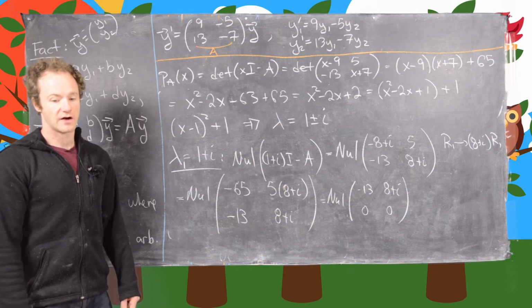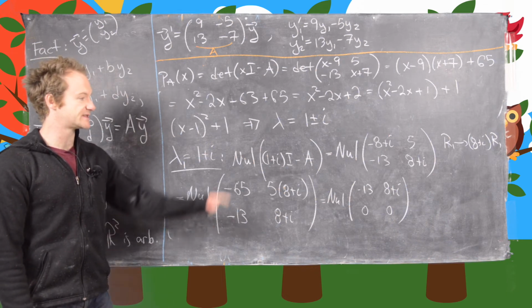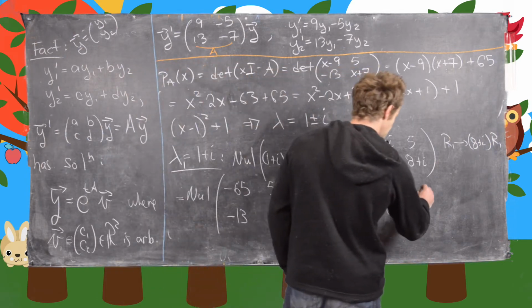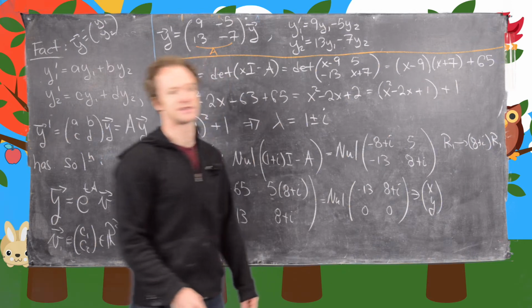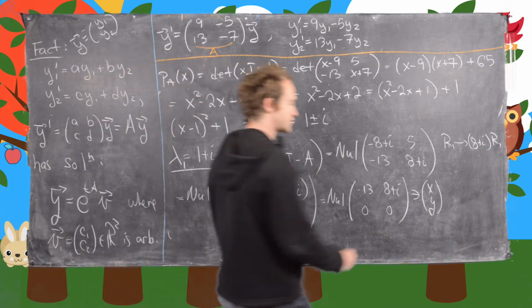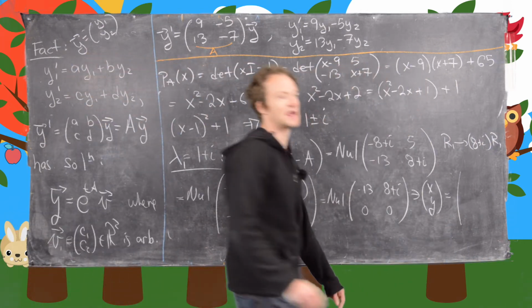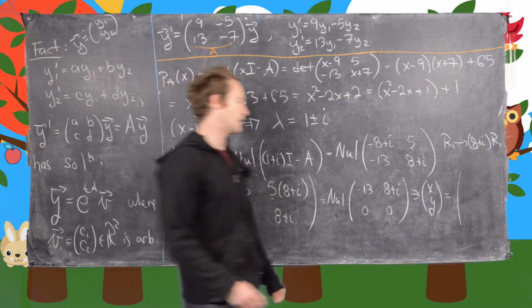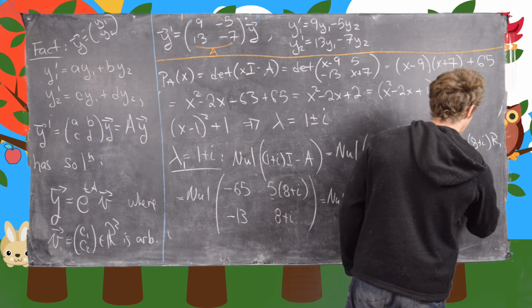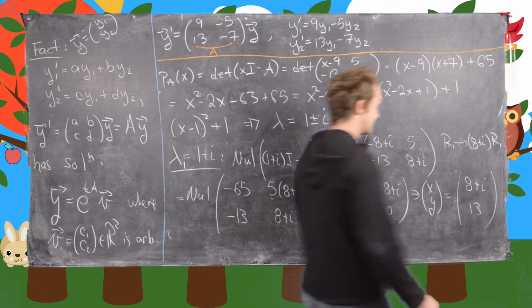Okay, now from here what we can see is that if we take x and y to be in this null space, you can solve for x and y after setting up a system of equations. And I'll skip that. It's fairly simple to do. And what you'll get is 8 plus i, 13.